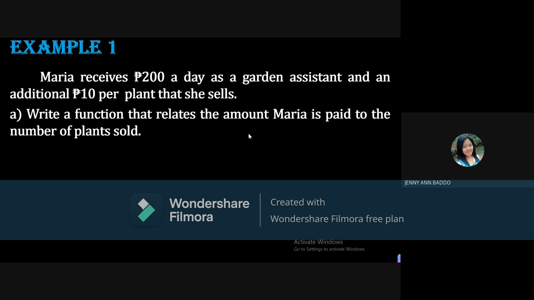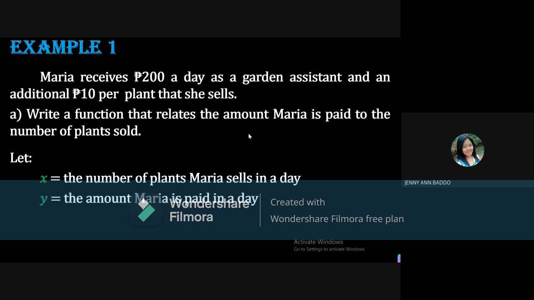So let us now represent. We have to let x be the independent variable, and considering the number of plants Maria sells in a day and the amount Maria is paid in a day, x is the number of plants Maria sells in a day. So of course, y is the amount Maria is paid in a day. The amount Maria is paid in a day depends on the number of plants that she sells.